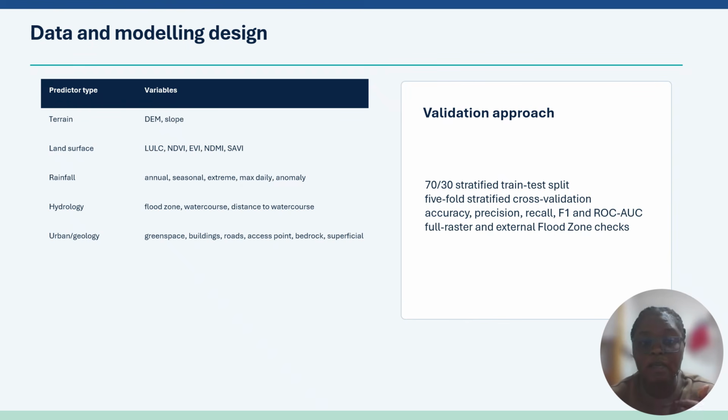For the model validation, we applied a 70-30 stratified train-test split and also five-fold cross validation. The performance was evaluated using multiple metrics, from accuracy to precision to recall to F1 score, and also full raster validation metrics.